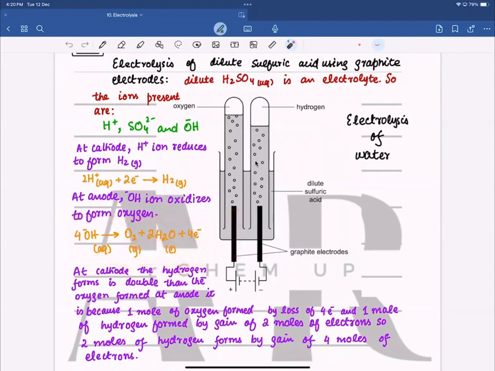Okay, but if you look at the tops of the two tubes, one above the cathode and the other above the anode, the volumes of the gases forming there are different. If you compare, you can figure out that hydrogen is exactly or almost double the oxygen, right?